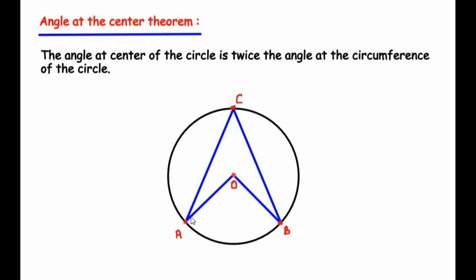Now these 2 points make an angle at the center of the circle at point O, and the same 2 points make an angle at the circumference of the circle, that is at point C. Now according to the statement of the theorem, the angle at the center of the circle is twice the angle at the circumference of the circle, which means if we consider the angle at the circumference is 20 degrees, then the angle at the center is going to be twice of 20 degrees, that is 40 degrees. So let us see how we can make use of this theorem to solve the example above.